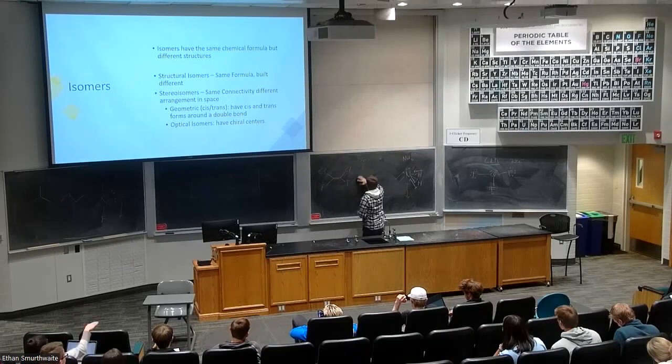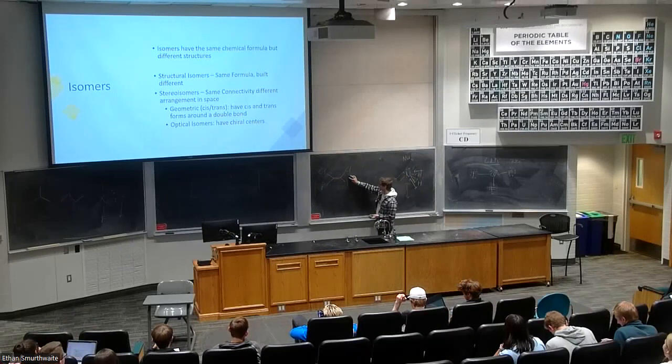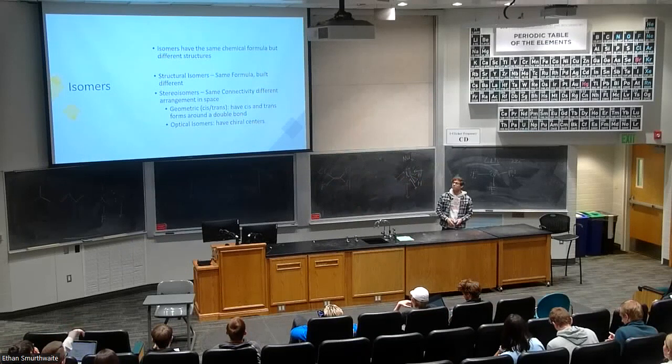Is this cis or trans that I've just drawn? Cis, yes, it's cis. What if I drew it's trans, yeah, that was a wild guess. So these are geometric isomers, cis and trans. The last thing that you can have is optical isomers.